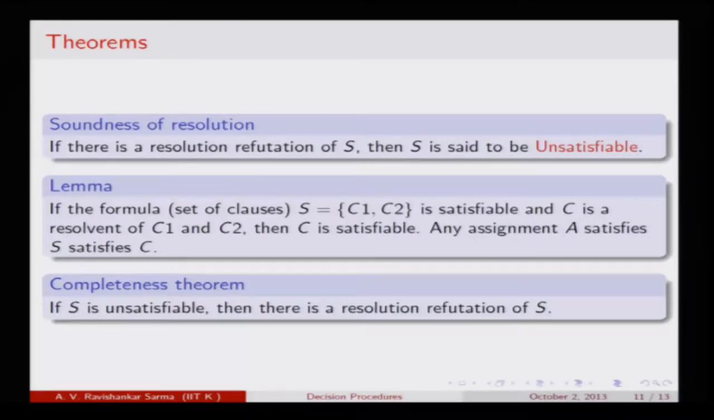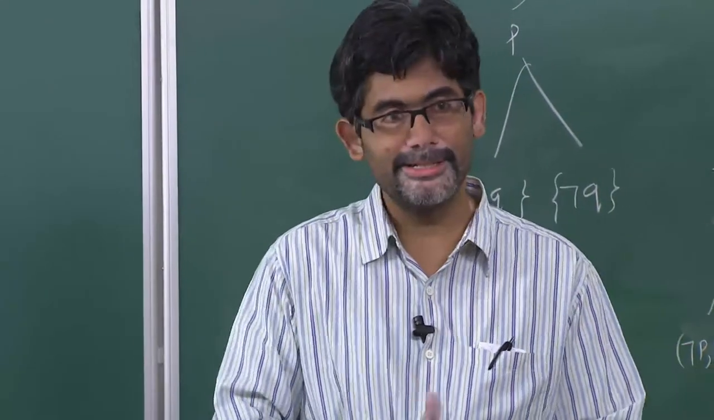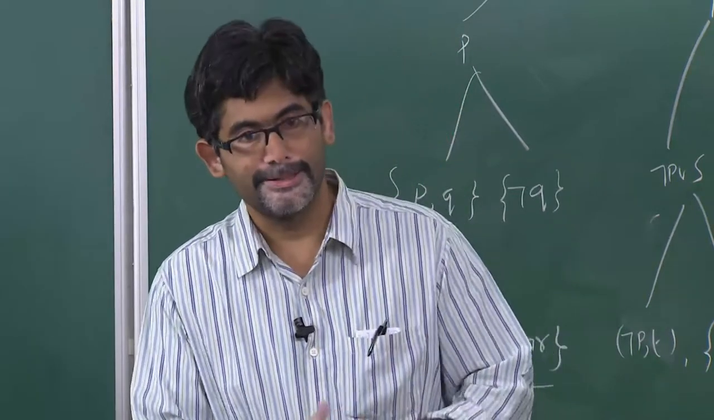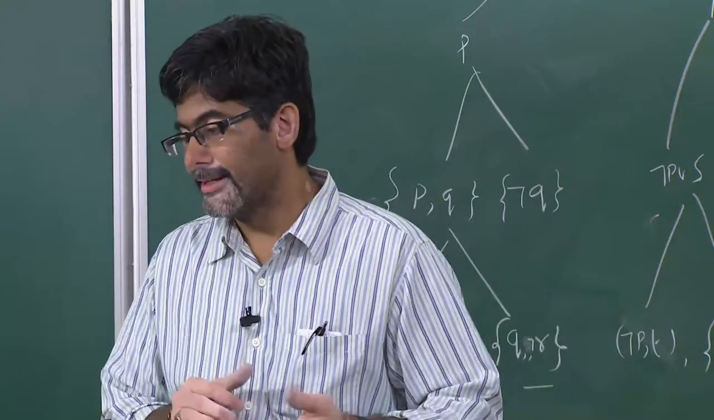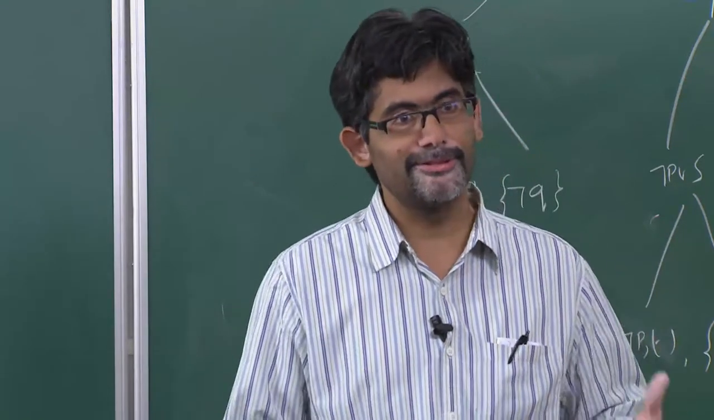The resolution method is considered to be sound. That is, if there is a resolution refutation of S, then we are saying effectively that the given S is unsatisfiable. Its corresponding lemma is that if the formula S, a combination of C1 and C2, is satisfiable, and C is a resolvent of these two clauses, then obviously C is also satisfiable. This resolution refutation method is also considered to be complete. That is, if you can show that S is unsatisfiable, then obviously there is a resolution refutation of S. So like any other deduction or decision procedure, this resolution refutation method is also considered to be consistent and sound.